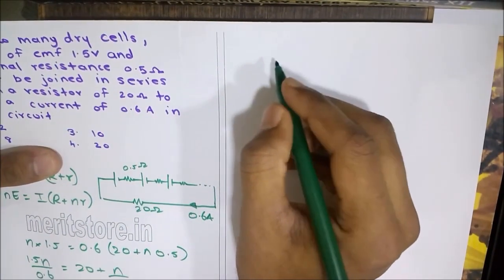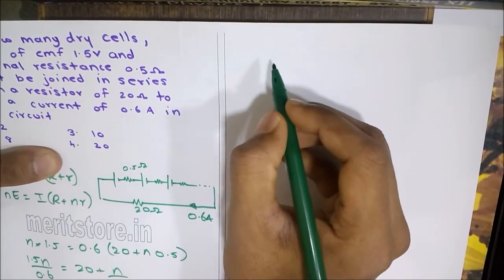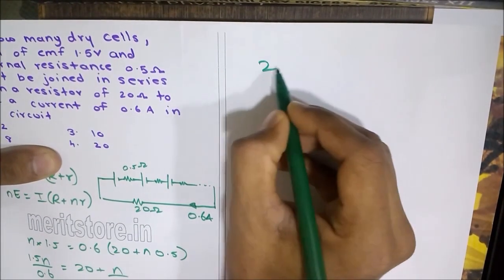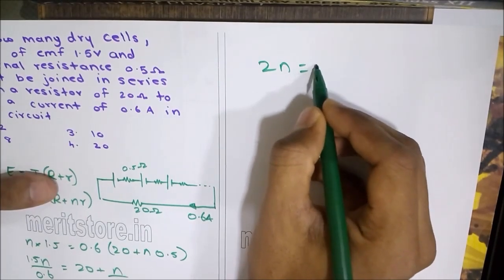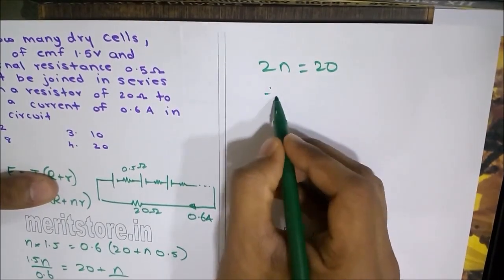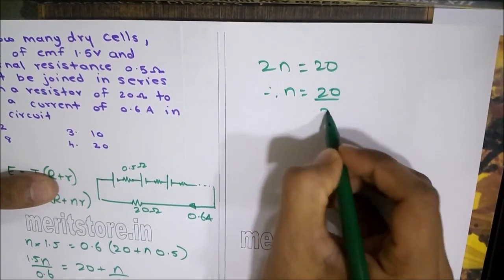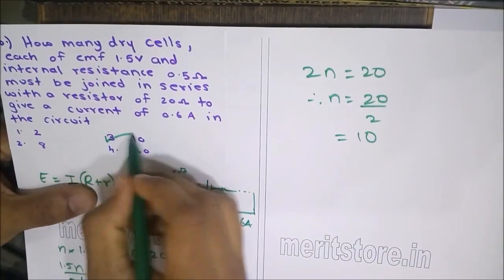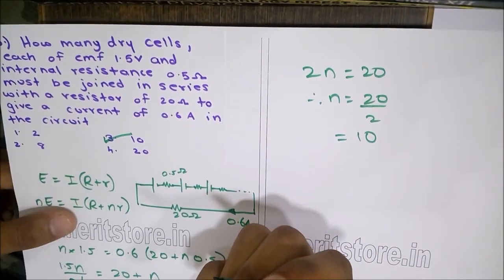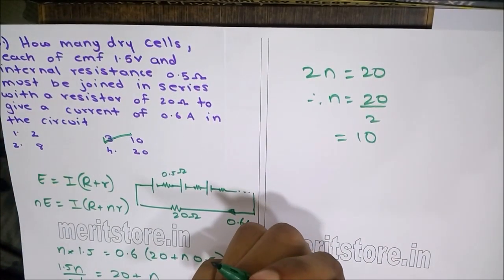Therefore what we get here is 2n equals 20. Therefore n equals 20 by 2, which is 10. So therefore 10 cells need to be added in series. So option 3 is the correct answer.